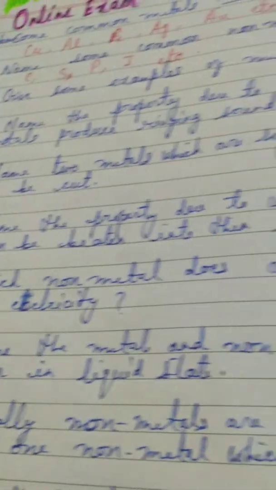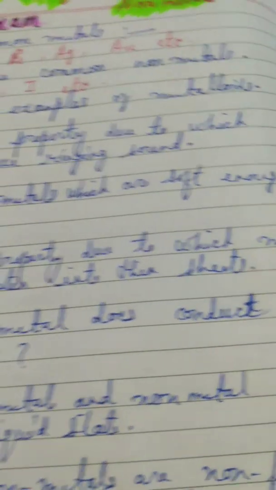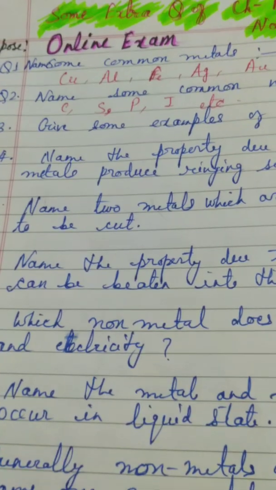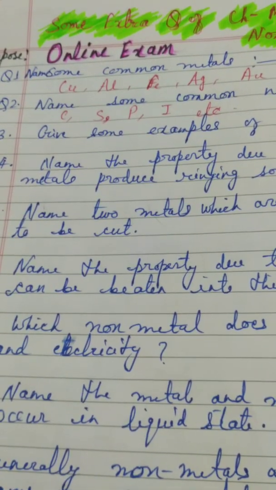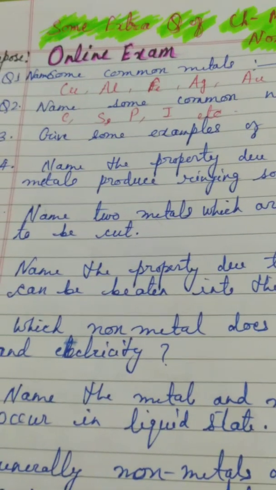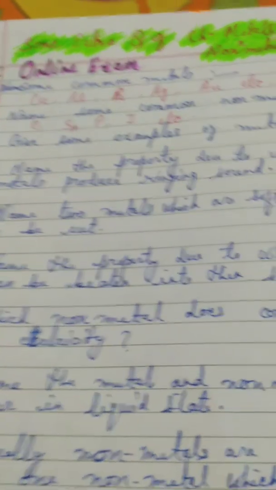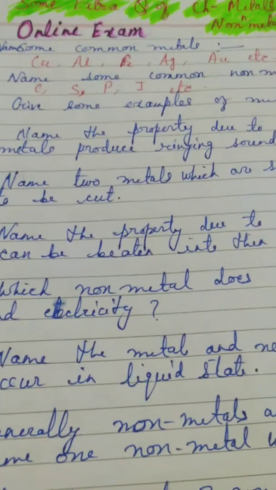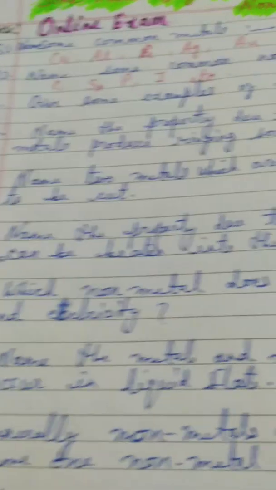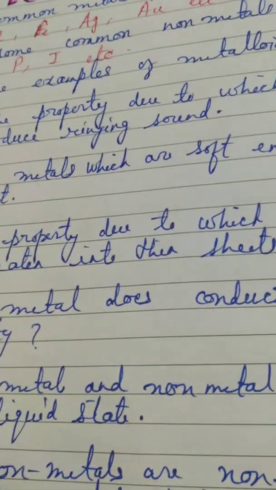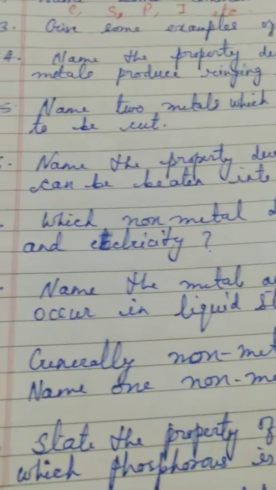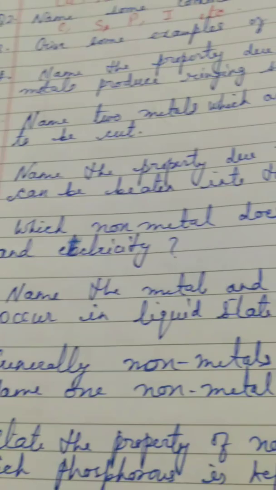Now name 2 metals which are so soft that we can cut them with a knife. So these metals will be what? Sodium and potassium, because even though they are metals, they do not have hardness, they are soft. Then name the property due to which metals can be beaten into thin sheets. It is nothing but malleability. Anybody can answer: metals are malleable.